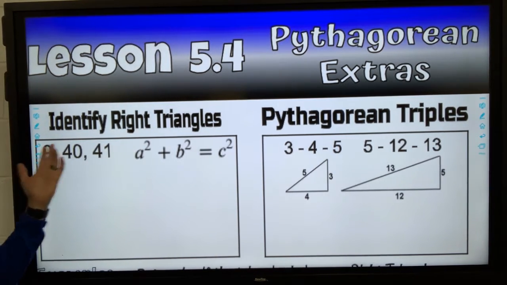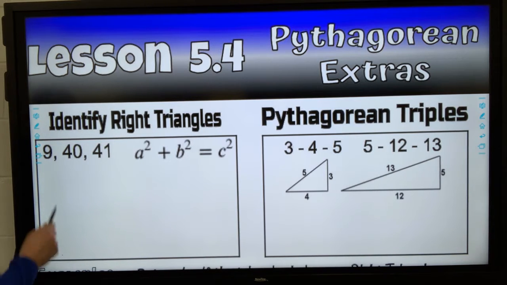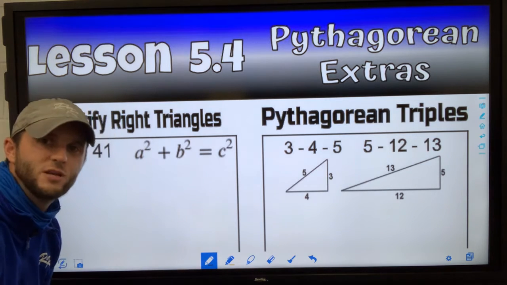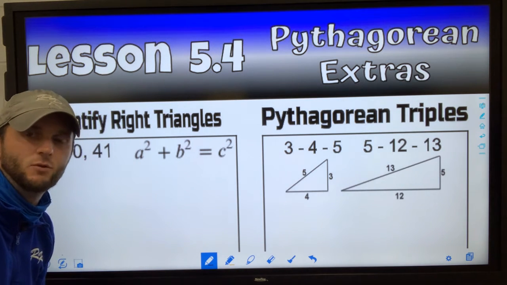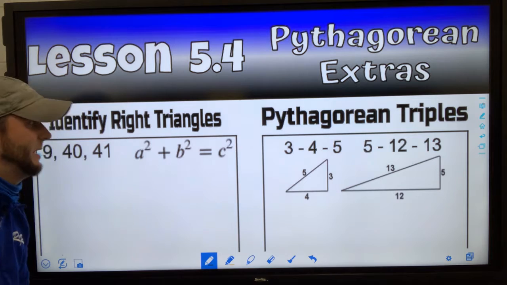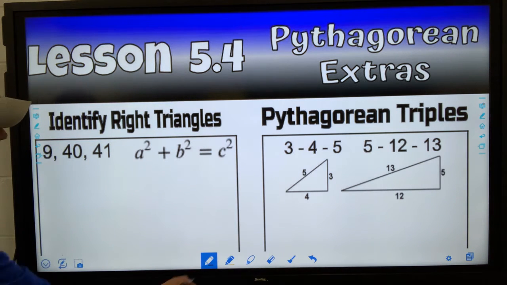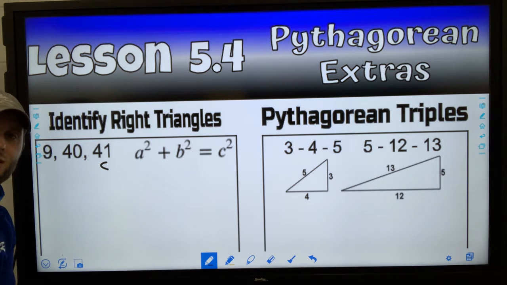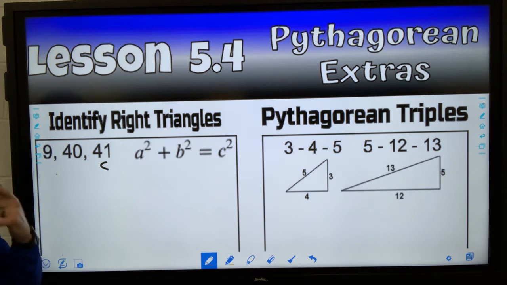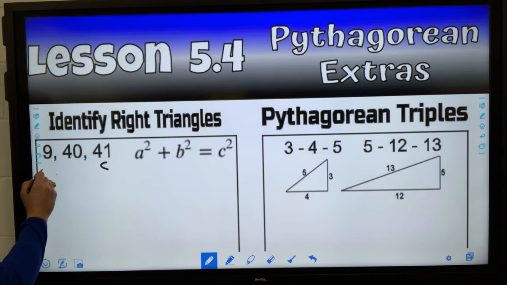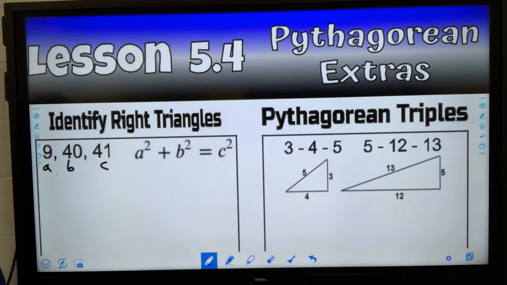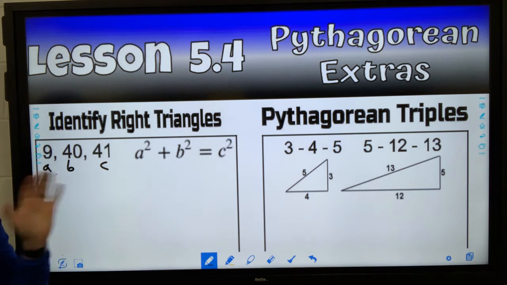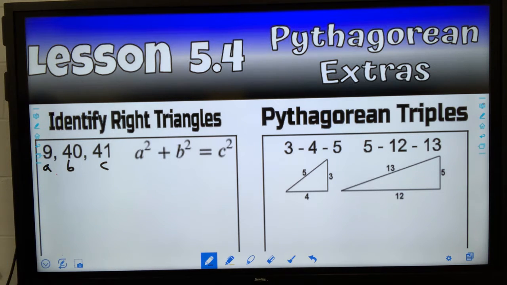Okay, so let's look at this. Right now I have three side measurements: 9, 40, and 41. Automatically I know the hypotenuse is always your longest side length, opposite of your right angle, right? So the C value is going to be the biggest number. That means 41 is automatically your C value. And it doesn't matter which of the other two numbers is your A or B, so just for fun, I'm going to call this A and this B. I'm going to take these three numbers, plug them into the equation, solve, and see if it all equals out in the end.